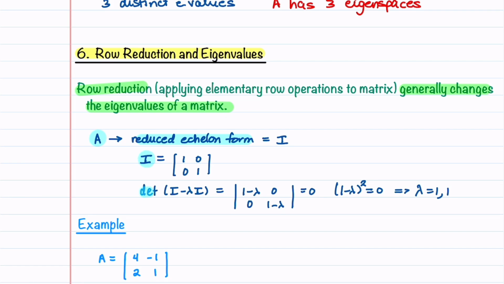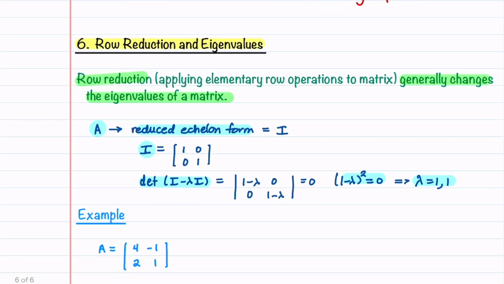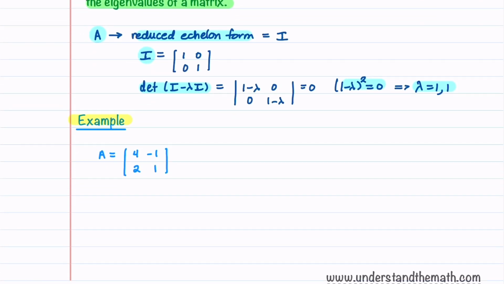The eigenvalues of our identity matrix are going to come from the equation 1 minus lambda squared is equal to 0, and is going to give us eigenvalues lambda is equal to 1 and 1. We've done lots of examples of eigenvalues of 2x2 matrices in this lesson, and we never got eigenvalues equal to just 1 and 1. Row reduction usually changes the eigenvalues. Let's look at an example so you can see exactly how this works.